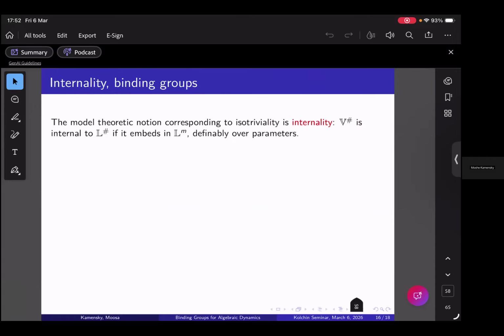Okay, and isotriviality corresponds, as I said, to what's called internality in model theory. So internality is a completely abstract notion, and it says something very similar to the way I defined isotriviality. It says that the definable set, which in this case is just, I want to think about V sharp, is internal to some other definable set, which in my case is L sharp, if over parameters there is a definable embedding into it.